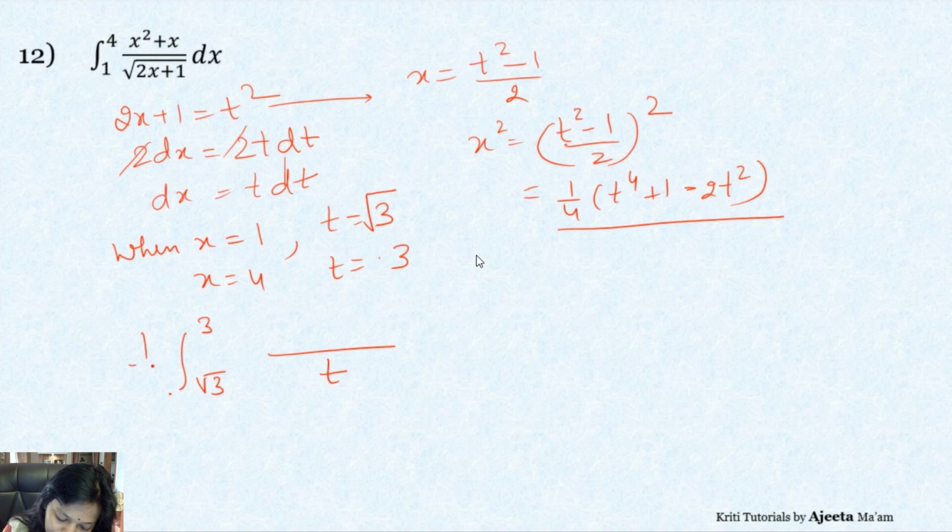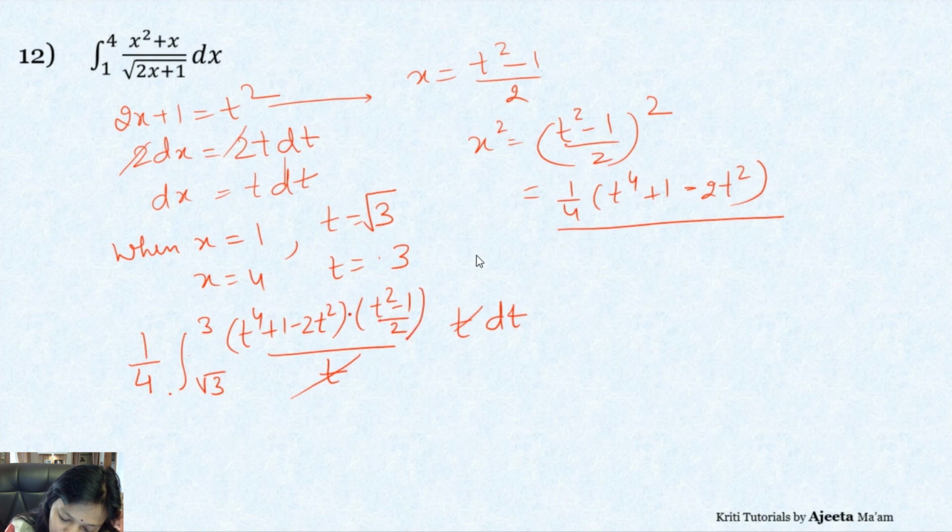So what will we get? 1 upon 4. Now t dt is the value of dx, so dt gets cut. So 1 upon 4 I have taken out, t raised to 4 plus 1 minus 2t square, and the second value is t square minus 1 upon 2, with a plus sign in between, x square plus x. Let's check. You can solve it separately also. Now let's move on.